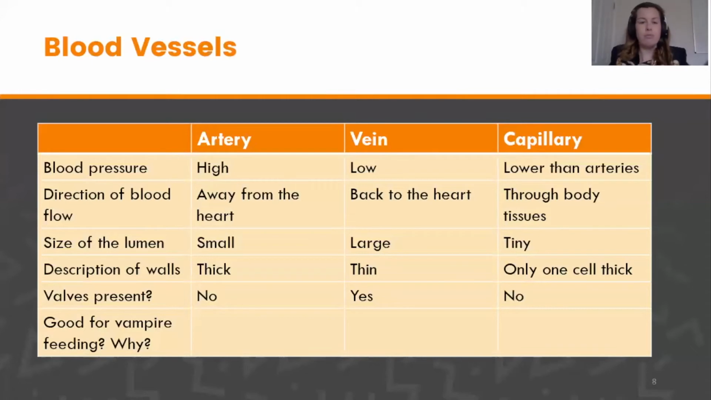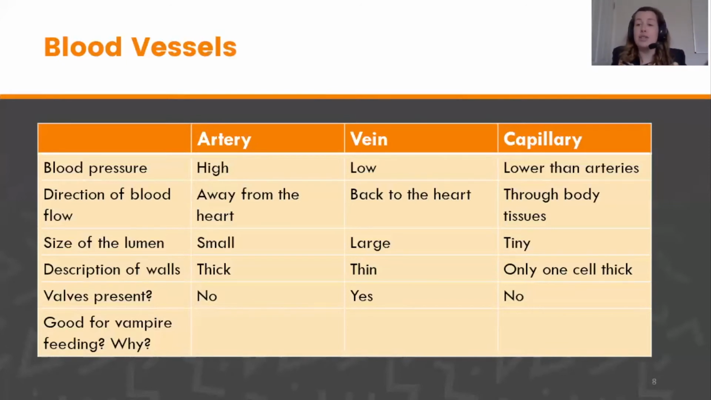capillary. Arteries have a very thick elastic wall, veins have a thin wall, and then again capillaries much thinner than either of those two. The wall is only 1 cell thick. Arteries don't have any valves. Veins do have valves, and capillaries, they don't have valves either. That's the bit that you need to know for the exam.